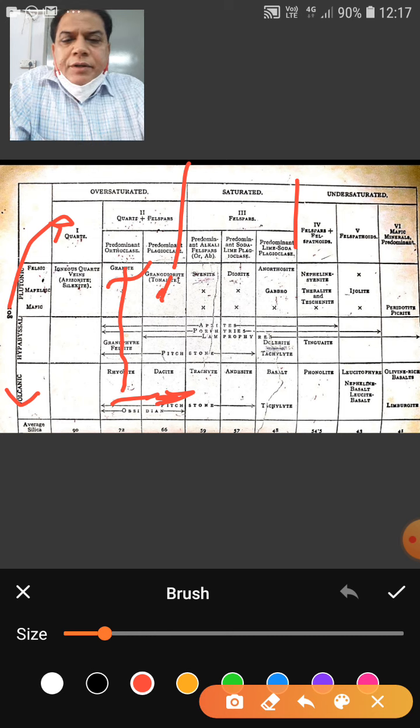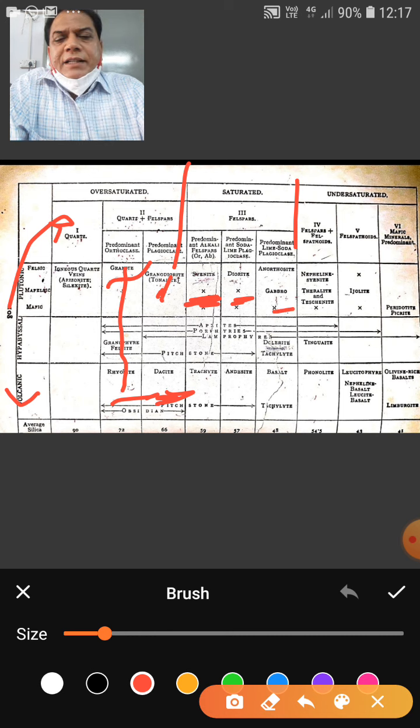And diorite, you can say just when orthoclase, or you can say the alkali feldspar dominates, the name of the rock is syenite. Then if AB dominating OR orthoclase, then it is your diorite, and if AN and AB dominating, then it is your gabbro. Similarly, their volcanic equivalents will be written just at the base.